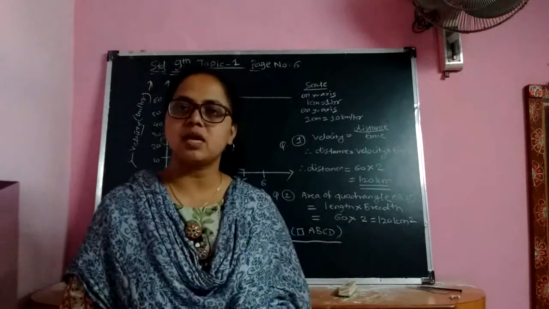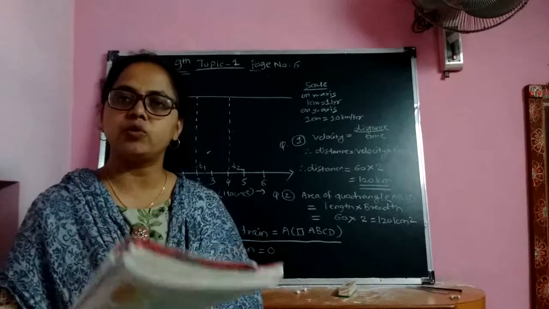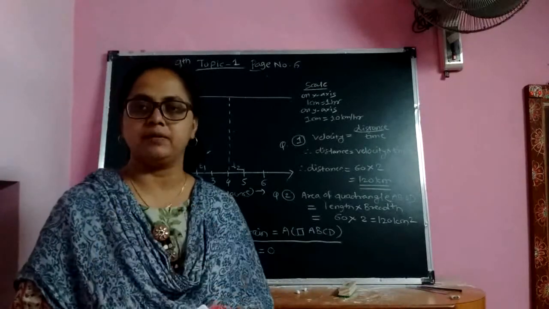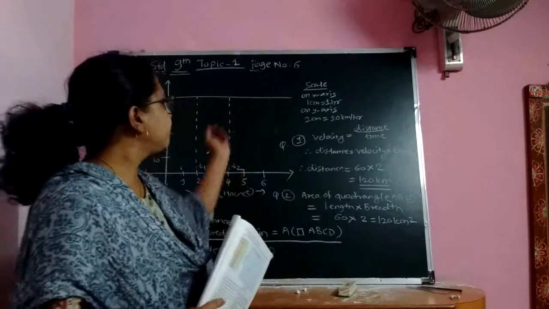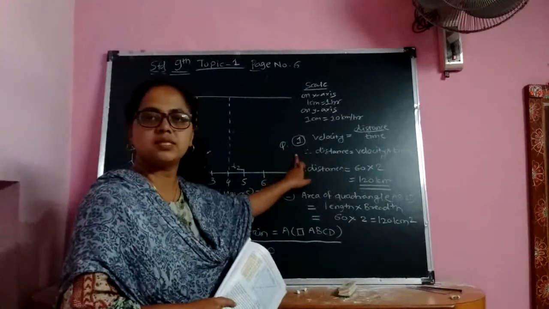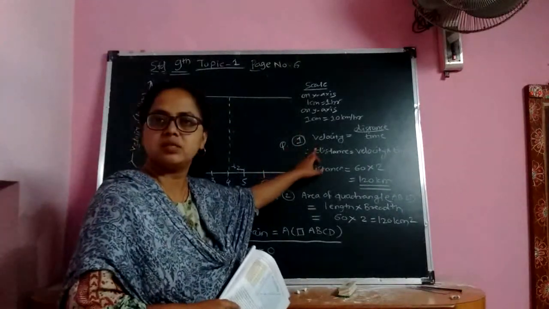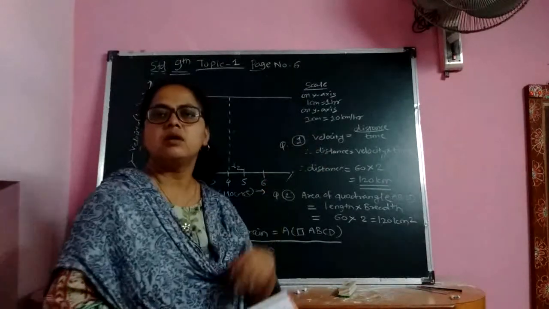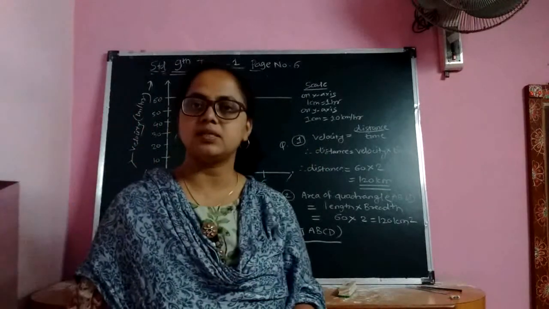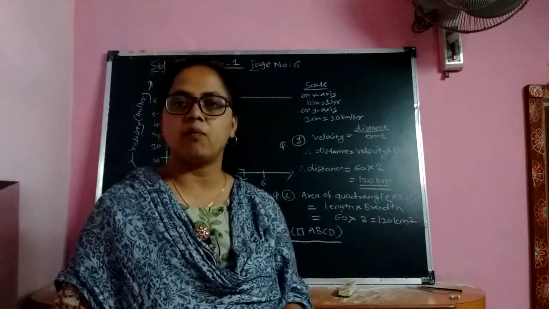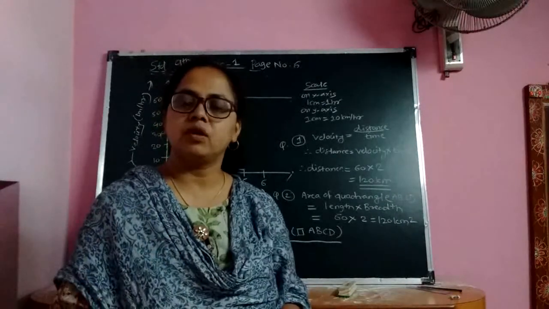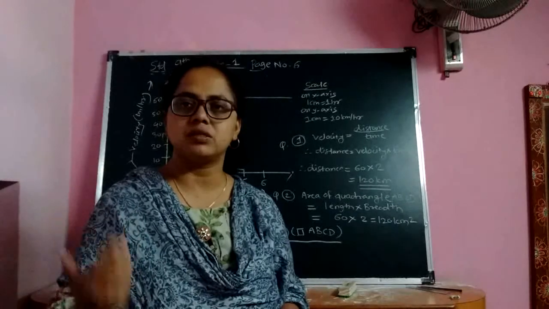Then the first question is asked: with the help of this graph, how will you determine the distance traveled by the train between 2 and 4 hours? The answer is that we know velocity is equal to distance upon time. But we have seen that velocity is related to displacement, that is, velocity is equal to displacement upon time. But sometimes we will take velocity as distance upon time.